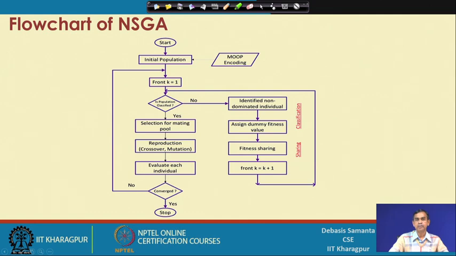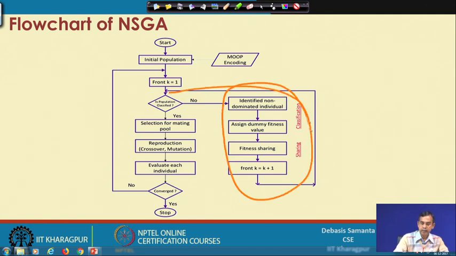Now, this diagram shows the flowchart of the algorithm. If we check it a little bit carefully, it basically starts with the initial population and then considers the classification of the front, and then sharing of the fitness value and assigning the dummy fitness value. This is the step there. Now, here we start with the first front, k equals 1. So, it considers the kth front, and then assigns the dummy fitness value and does the dummy fitness sharing for the kth front.